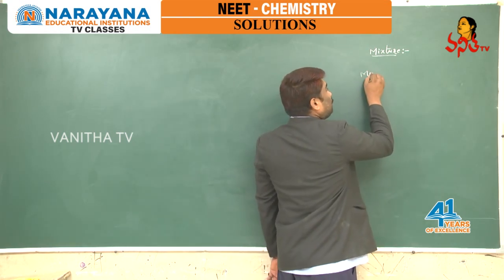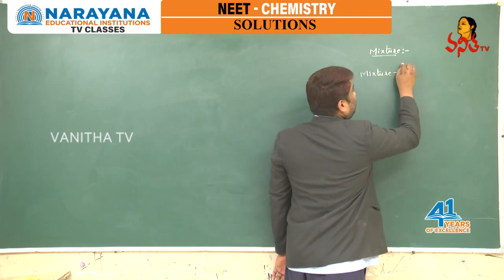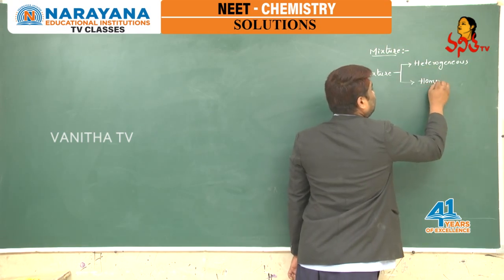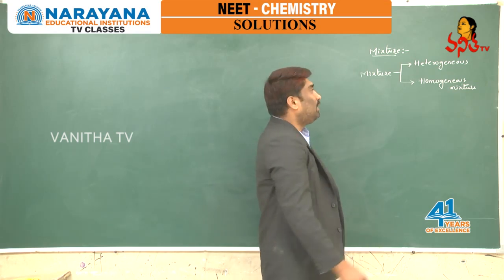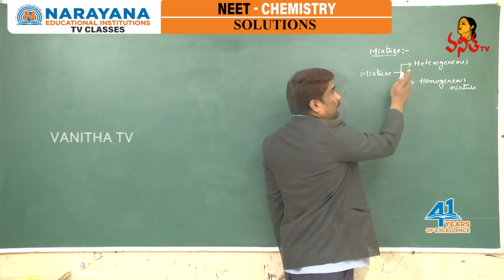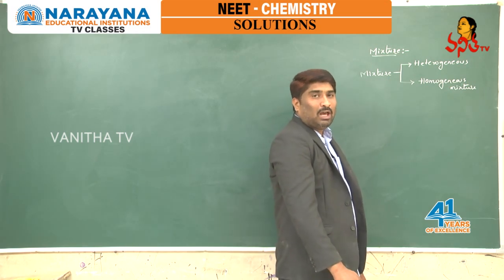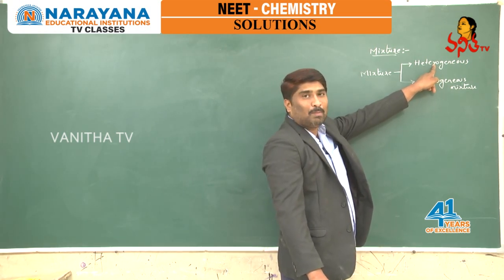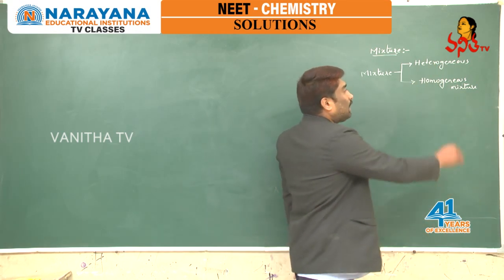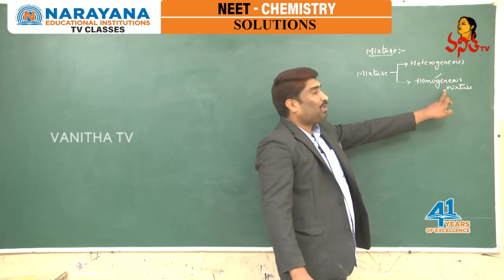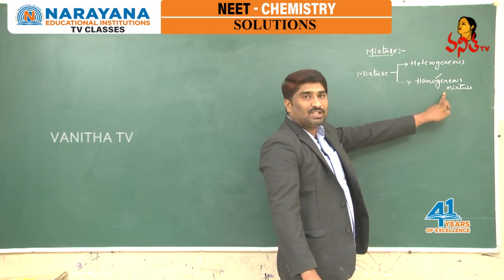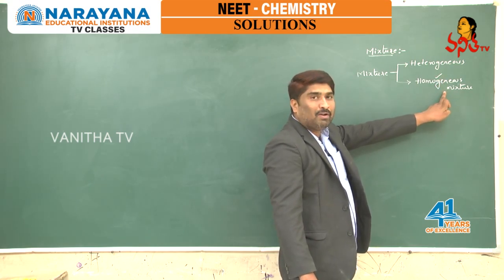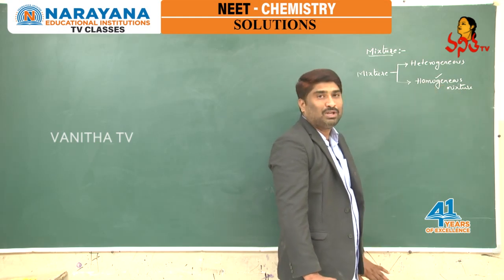The mixture thus formed may be of two types: heterogeneous mixture and homogeneous mixture. What is a heterogeneous mixture? A heterogeneous mixture will have more than one phase, and the properties of a heterogeneous mixture are the sum of the properties of the individual components. Coming to homogeneous mixtures: in a homogeneous mixture, the number of phases is 1, and the properties of this homogeneous mixture are completely different from the components present in it.